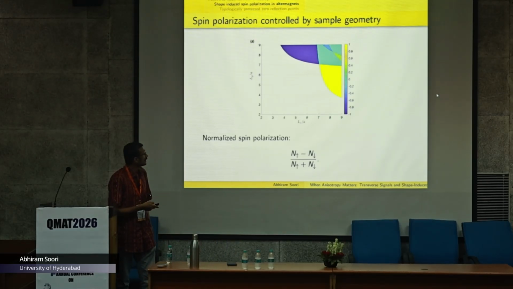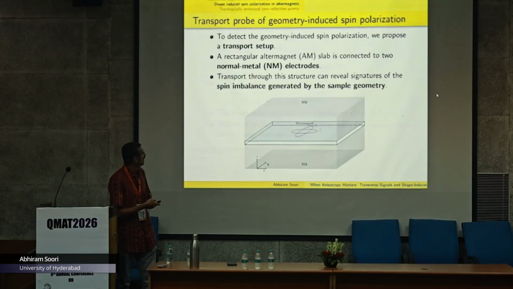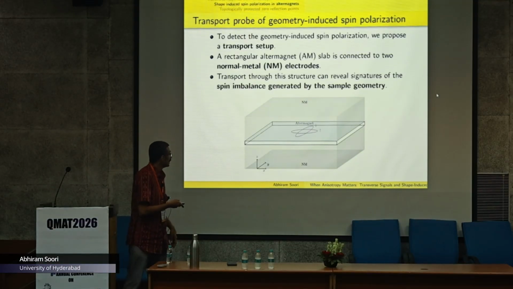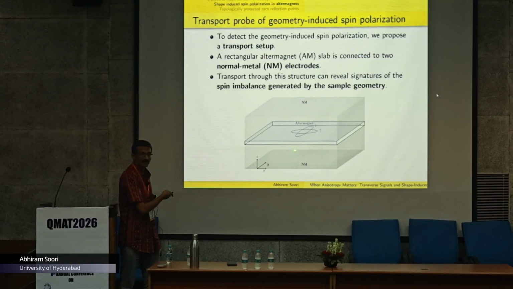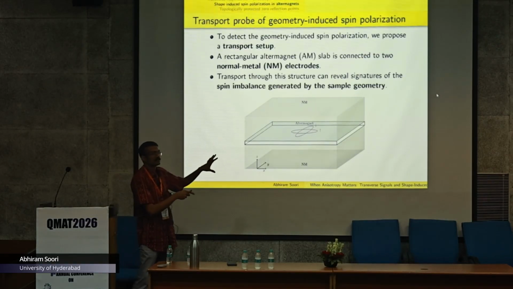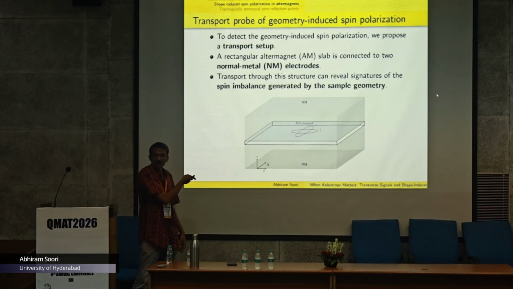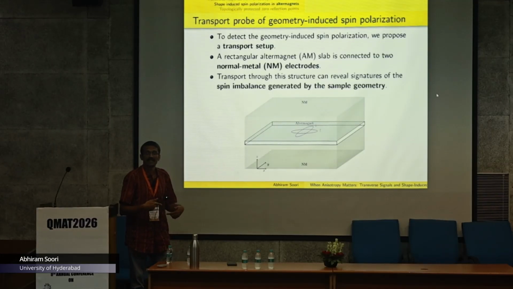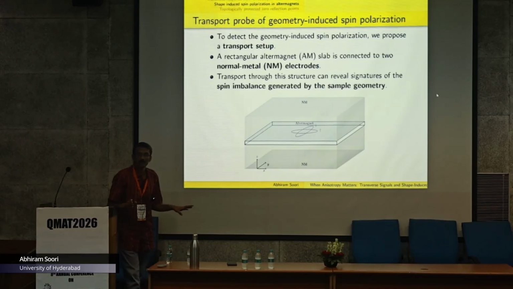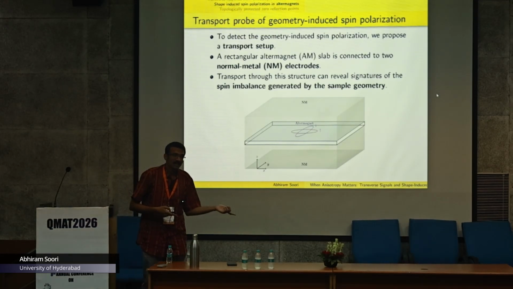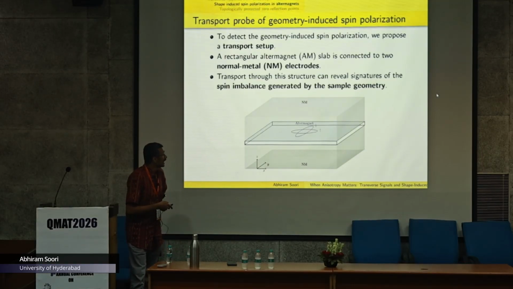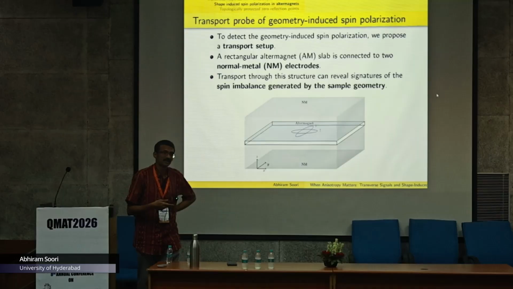And the answer is the proposal that I have. You take a thin slab of altermagnet and attach two pillars, a normal metal pillar on top and another on the bottom, and now you apply a bias from top to bottom. Now this is normal metal, but still you will get a net spin current. That is because the altermagnet has a net spin polarization. The next thing is you make the normal metal into a ferromagnet, and then you calculate the magnetoresistance as a function of the magnetization of the ferromagnet.